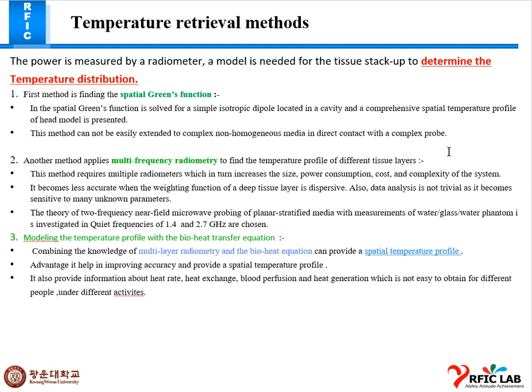The third method is modeling the temperature profile with the bioheat transfer equation. In this method, combining the two above methods, multi-layered radiometry and bioheat equations, can provide a partial temperature profile and help improve the accuracy. It also gives more information about heat rate, heat exchange, blood perfusion, and blood heat generation, which is not easy to obtain for different people under different activities.